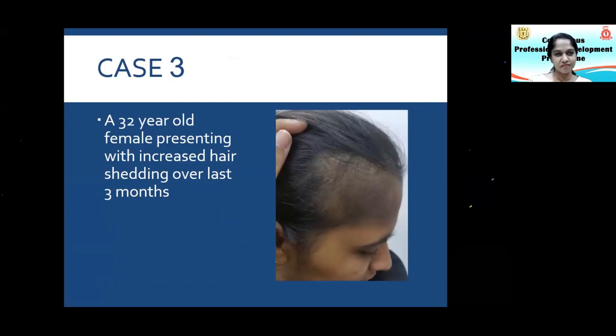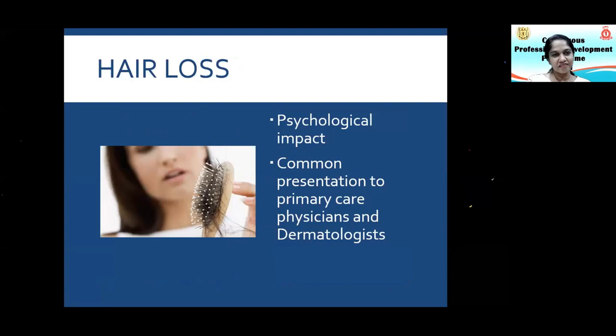So I think we have come to case number 3. This is a very common presentation. It is a 32-year-old female presenting with increased hair shedding over the last 3 months. And I would think that hair loss is a very common presentation both to primary care physicians and dermatologists.